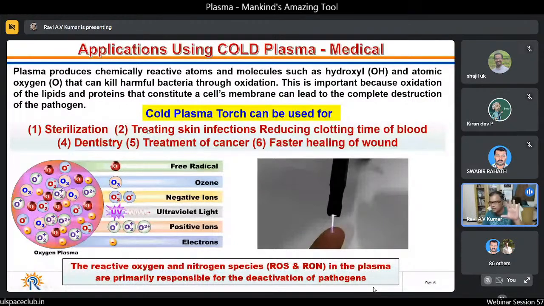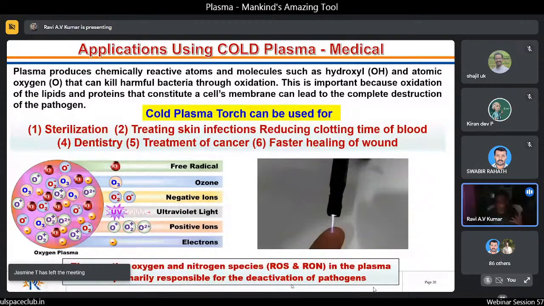Why is plasma good for medical application? Simply because when you create a plasma in air, these are the components that are produced. There are free radicals, ozone, negative ions, UV radiation, positive ions, and electrons. And these things are the most important. For example, when you create a plasma in air, you have what is called reactive oxygen and reactive nitrogen. Why only reactive oxygen and nitrogen? Because our atmosphere is predominantly nitrogen and oxygen. So you have reactive oxygen and reactive nitrogen, and these have very, very reactive properties.